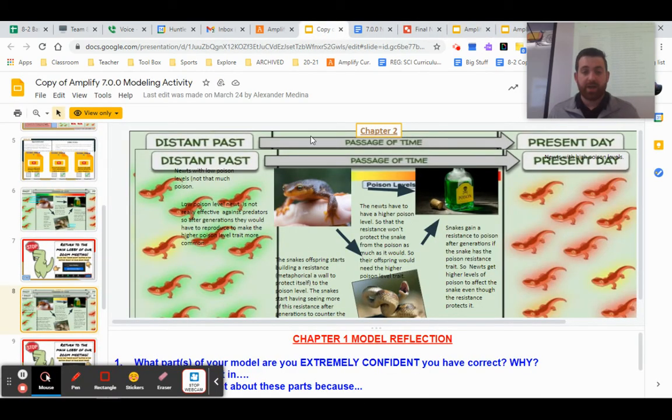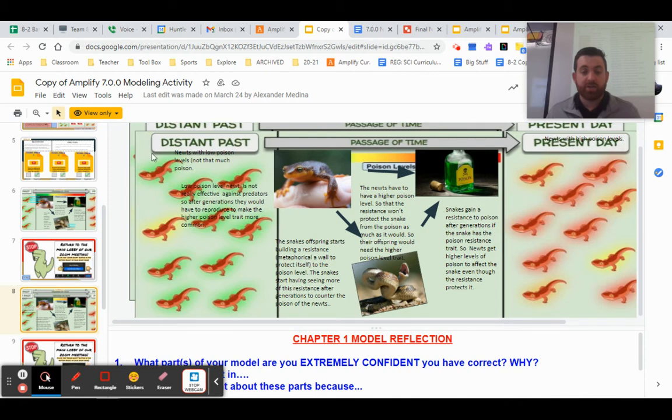So, we're looking at their chapter 2 model. First thing I notice is we have all low poison levels and a medium, and then we have to somehow get all the way to high poison level with a medium. So what I don't see here is how we get to any high poison level, and all of a sudden we do have a lot of poison levels. So we need to explain that change. I need to explain the change in the environment and that cause and effect relationship.